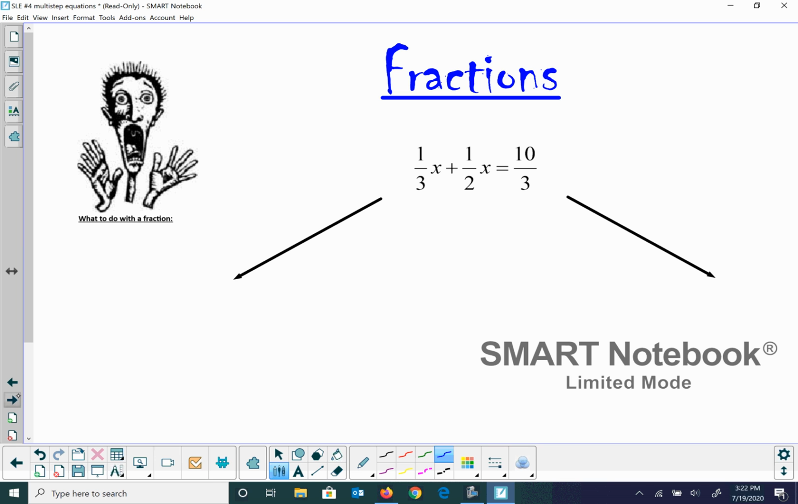All right, fractions. Oh no. Well, we just kind of saw a fantastic way. We're not going to necessarily do that on these because what we want to do is get rid of the fractions. Okay, so let's think about this. What number do 3 and 2 both go into?